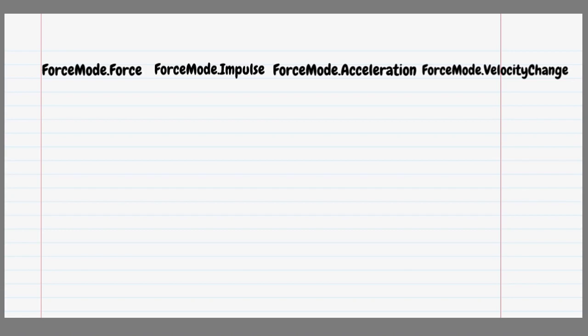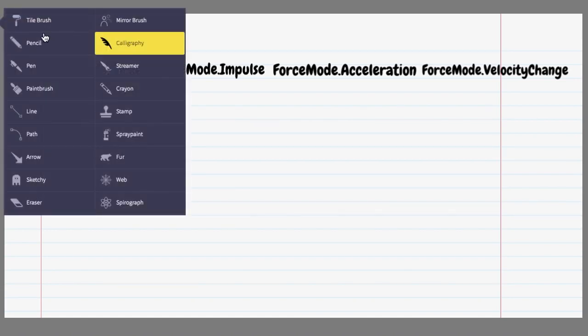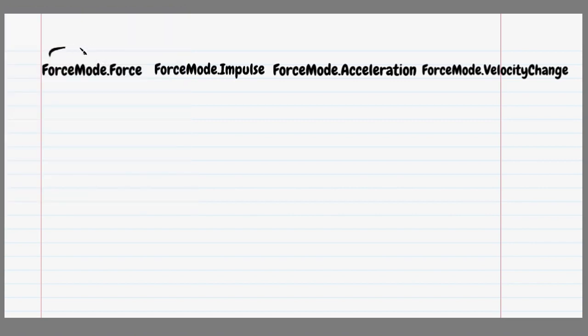So there are 4 types of ways we can apply a force on a rigid body, and I'm going to work my way from left to right. The first 2 are using the mass of the object itself. So these 2 are using the mass of the object.